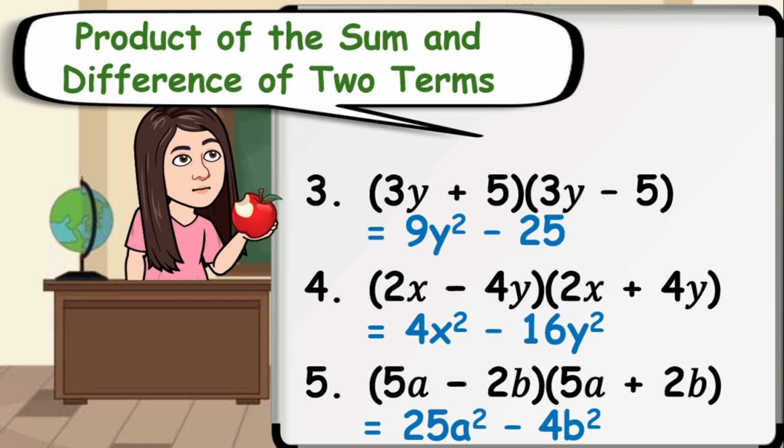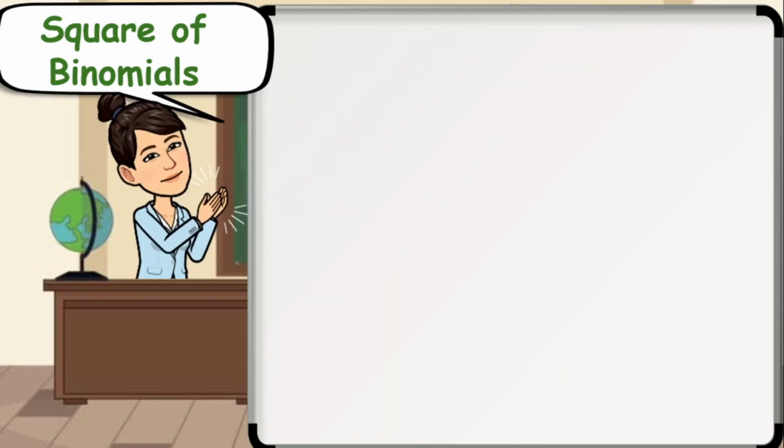Did you get all the answers? Great! Square of binomials. The square of a binomial is the sum of the square of the first term, twice the product of the two terms, and the square of the last term. It might sound confusing, so let's take a look at it.